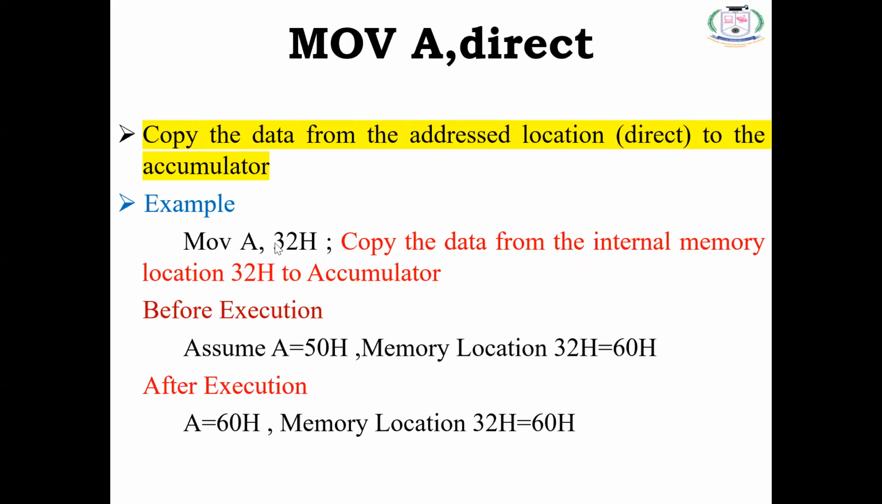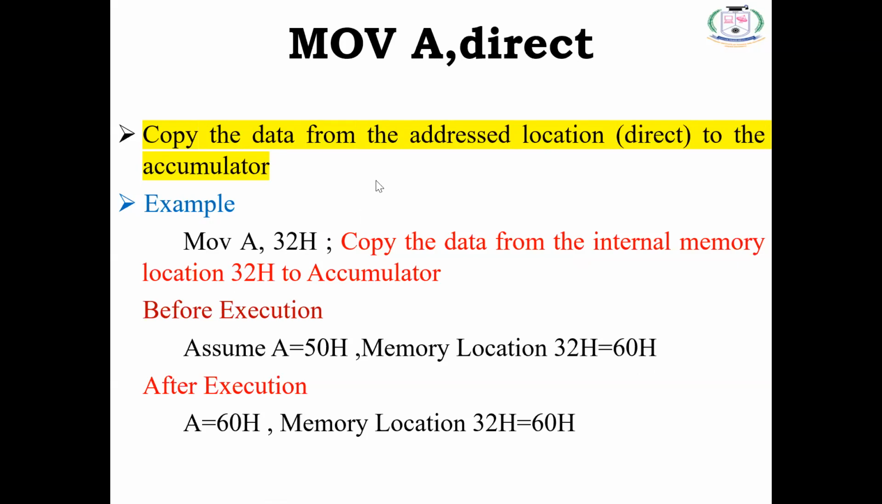We are moving the 32H address to the accumulator? We are not moving the 32H address; we are moving the data in it. What is the data in the 32H memory location? 60H. That 60H will be moved to the accumulator.